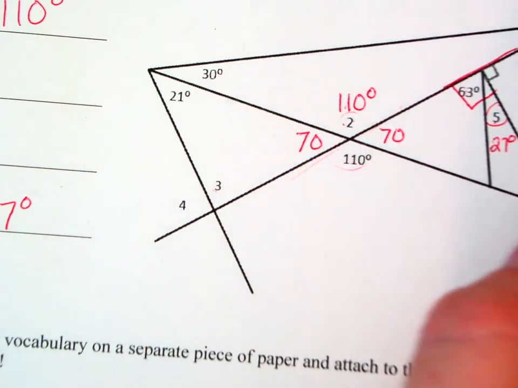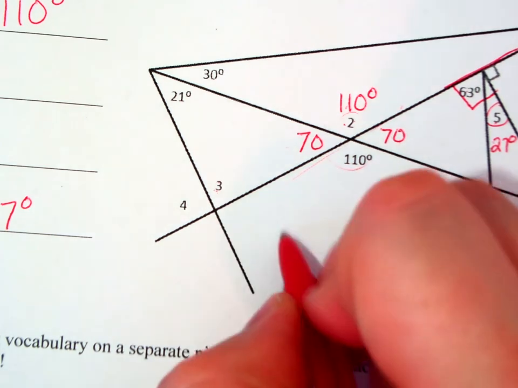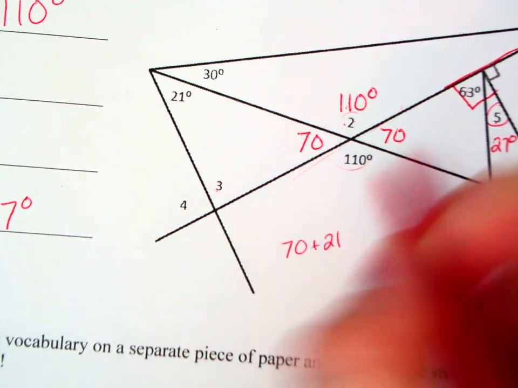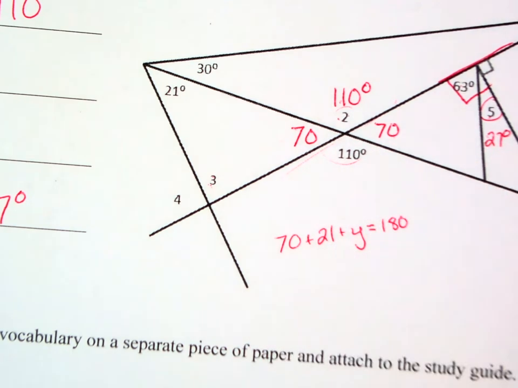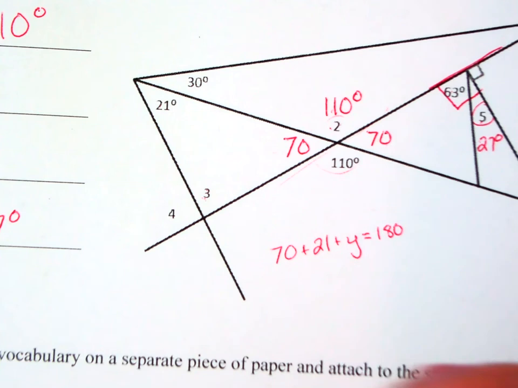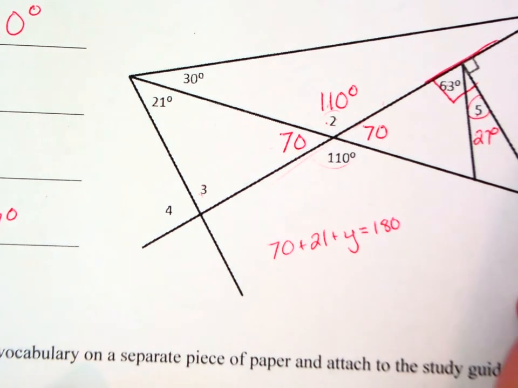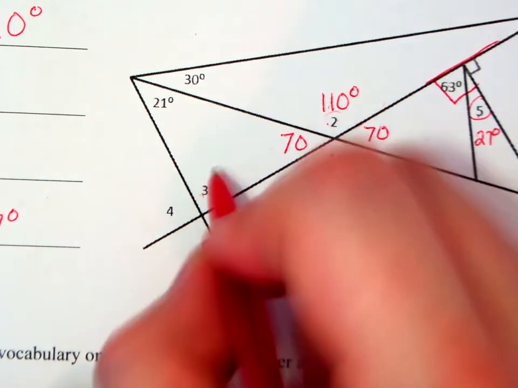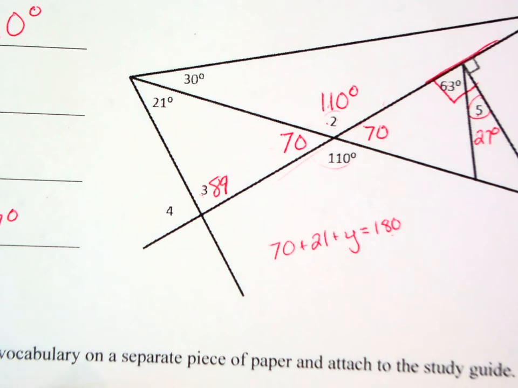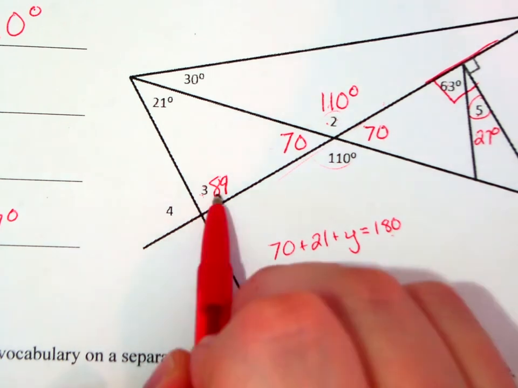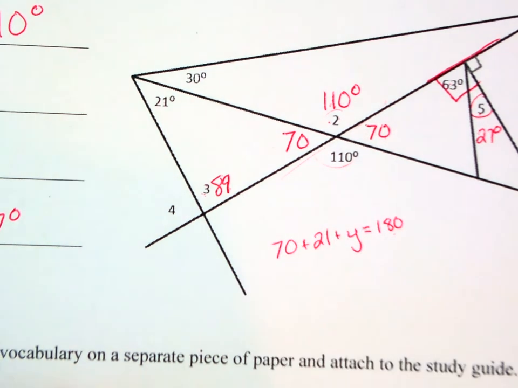Well, that makes me look like I can figure out 3. 70 plus 21 plus the measure of angle 3, another unknown, let's call it y, is going to equal 180. That's our triangle sum theorem. So 70 and 21 is 91. 180 minus 91 would make this an 89 degree angle. Remember, it's not a right angle unless we can prove it as such, and now we just disproved that it's a right angle because it is not a 90 degree angle.